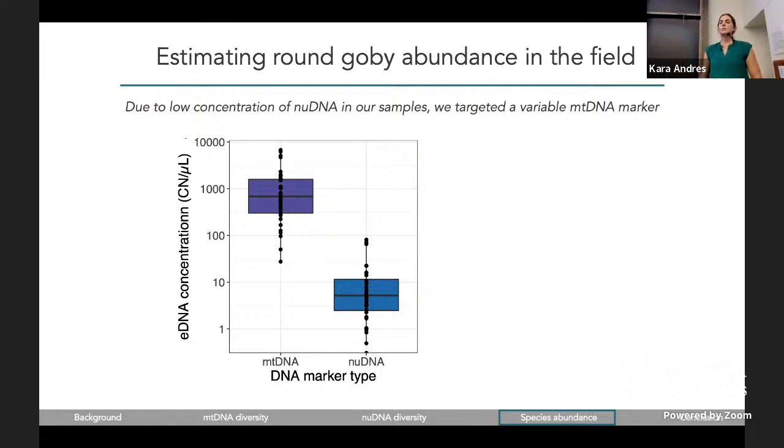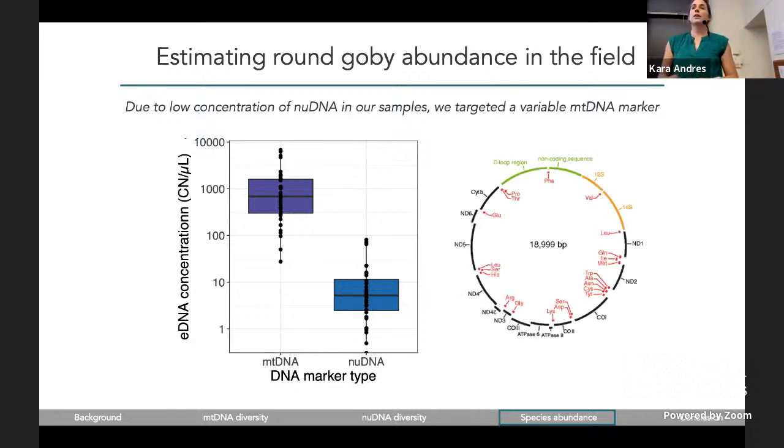So instead, we focused on a mitochondrial marker. I did show in the simulations that we could estimate up to about 50 individuals in a sample using a reasonably diverse mitochondrial marker. So we needed to design a mitochondrial marker that contained a lot of genetic variation, much more than in the CO1 region. So we targeted the D-loop region of the round goby mitochondrial genome, and we determined there's really high levels of genetic variation in this region that might allow us to get accurate estimates of the number of individuals in these samples.